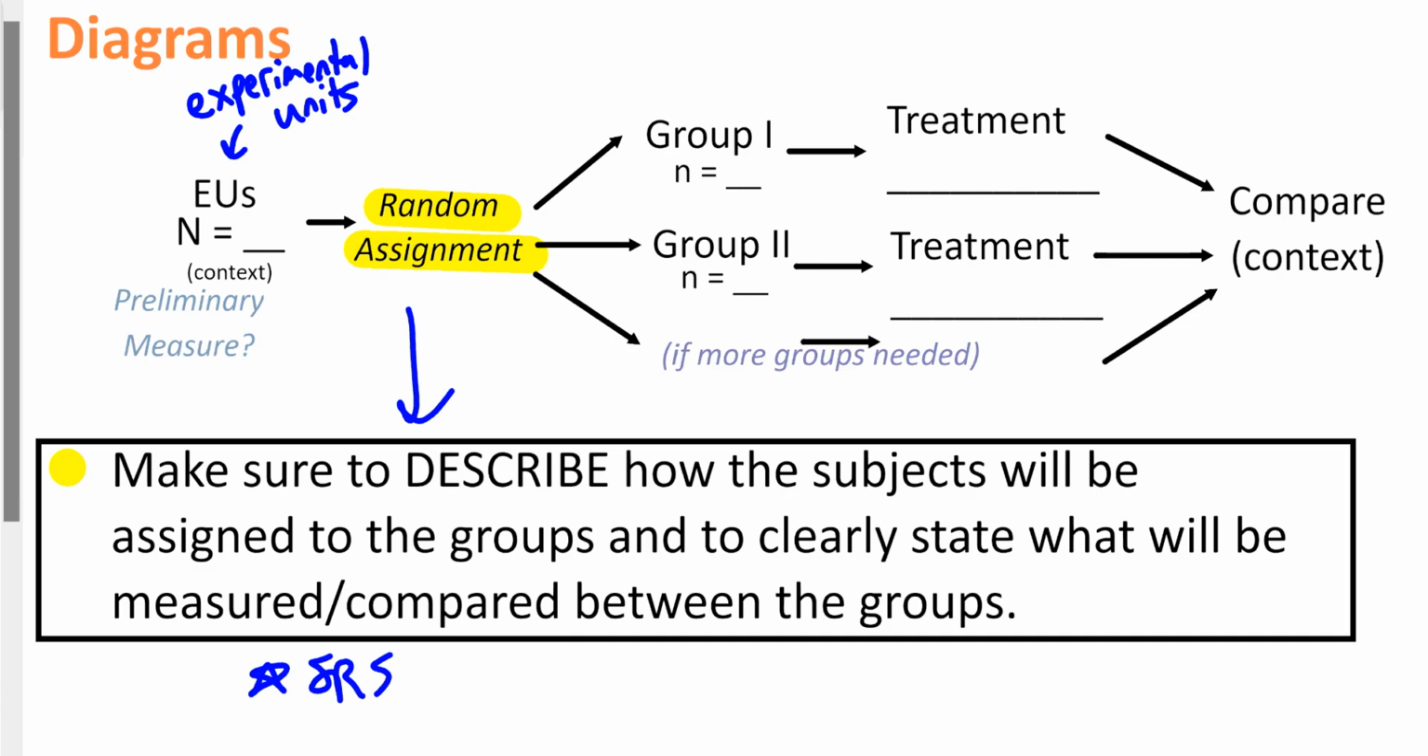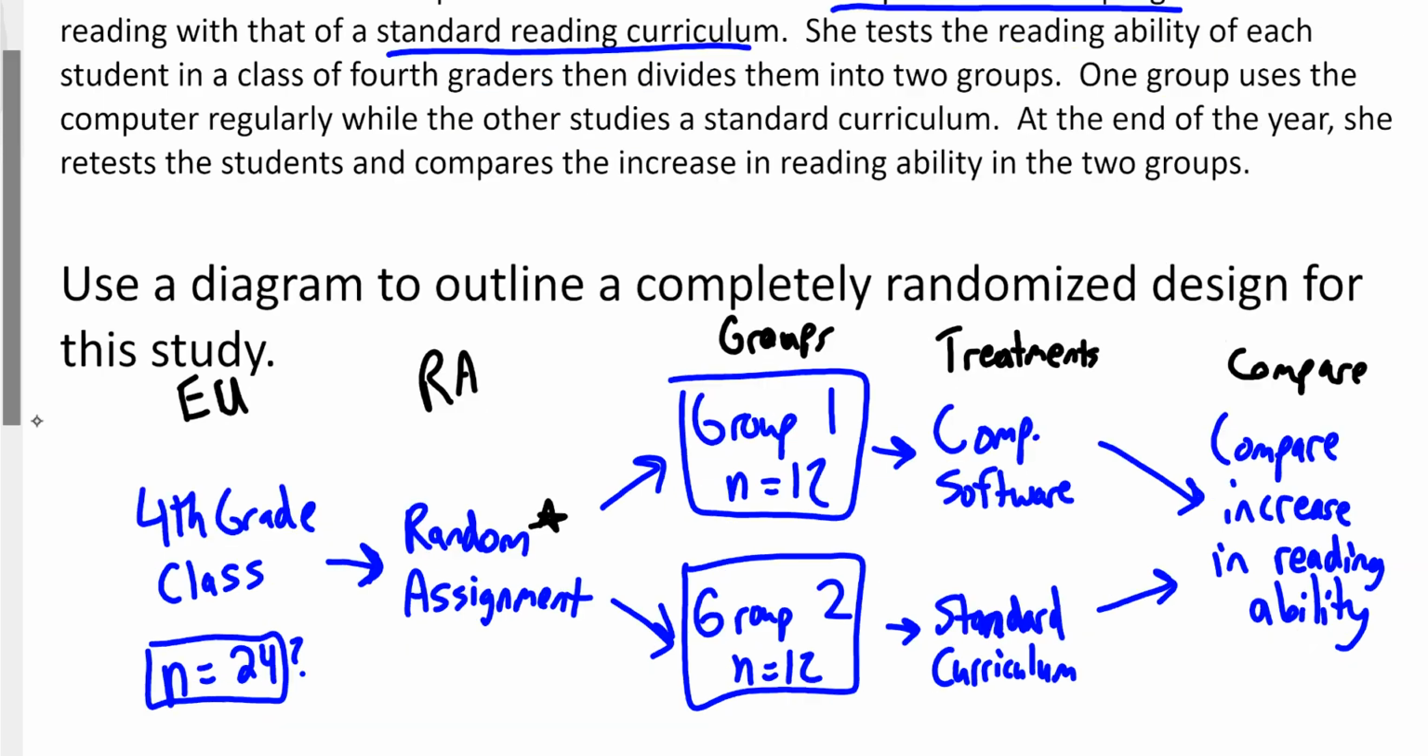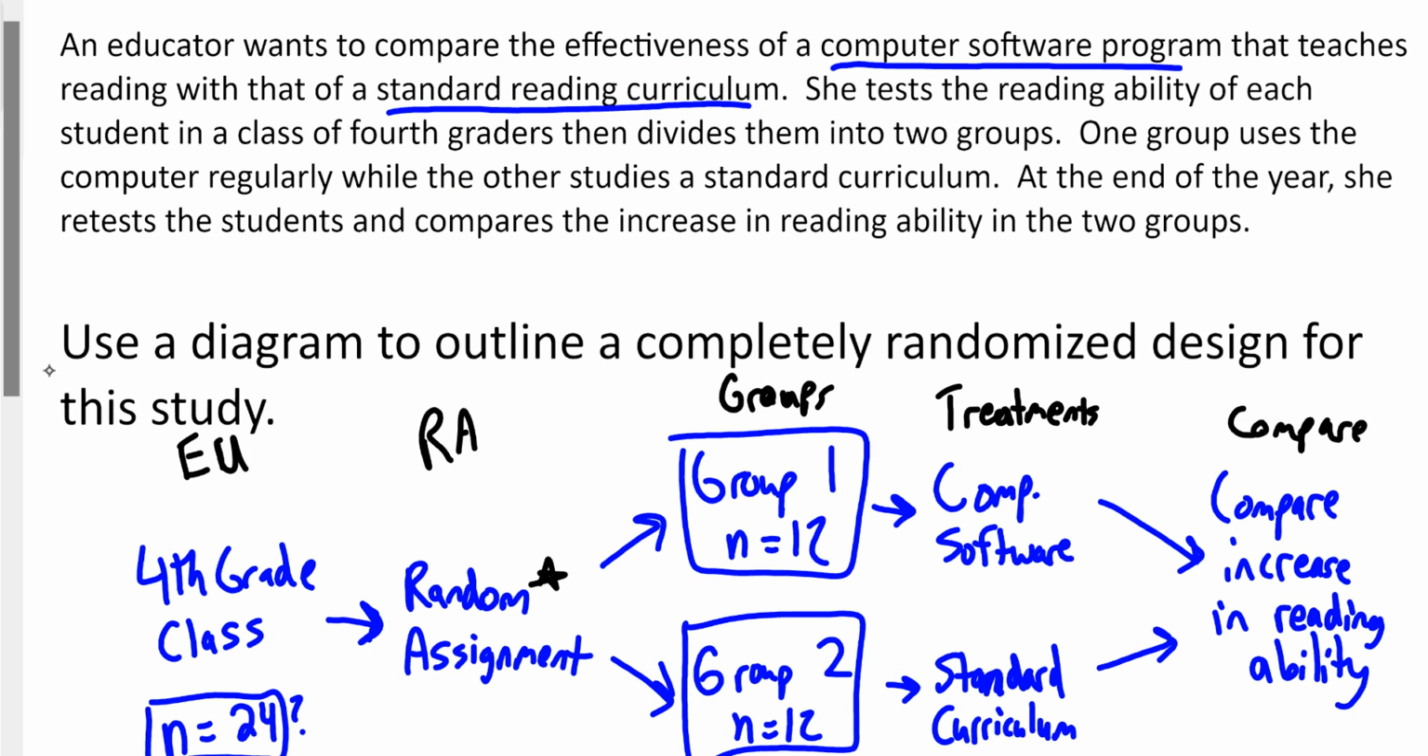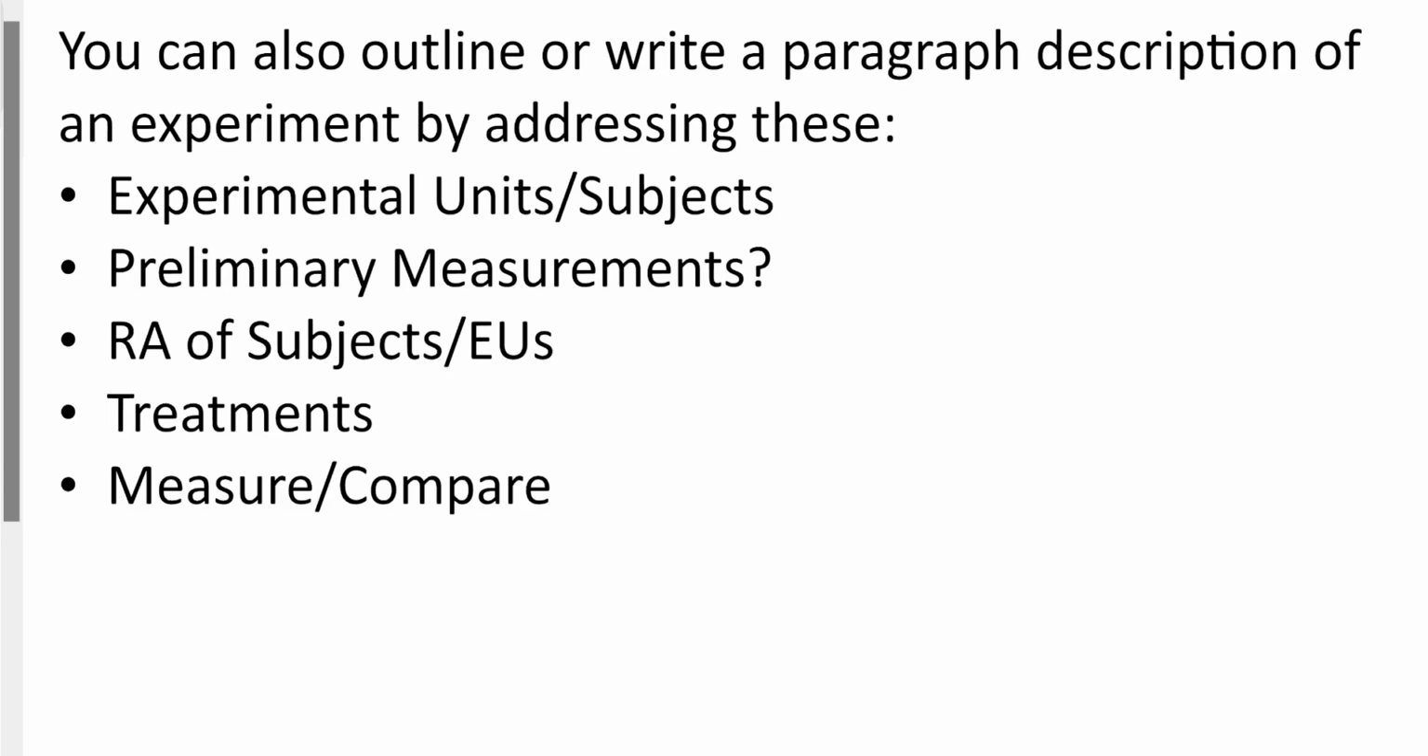And you have to state all of those things in your situation if you're describing a completely randomized design for an experiment. Now, like I said before, you can outline them or make a paragraph for all of this stuff as long as you address the experimental units, any preliminary measurements probably could be in there as well, a random assignment, the treatments/groups, and then measuring and comparing.